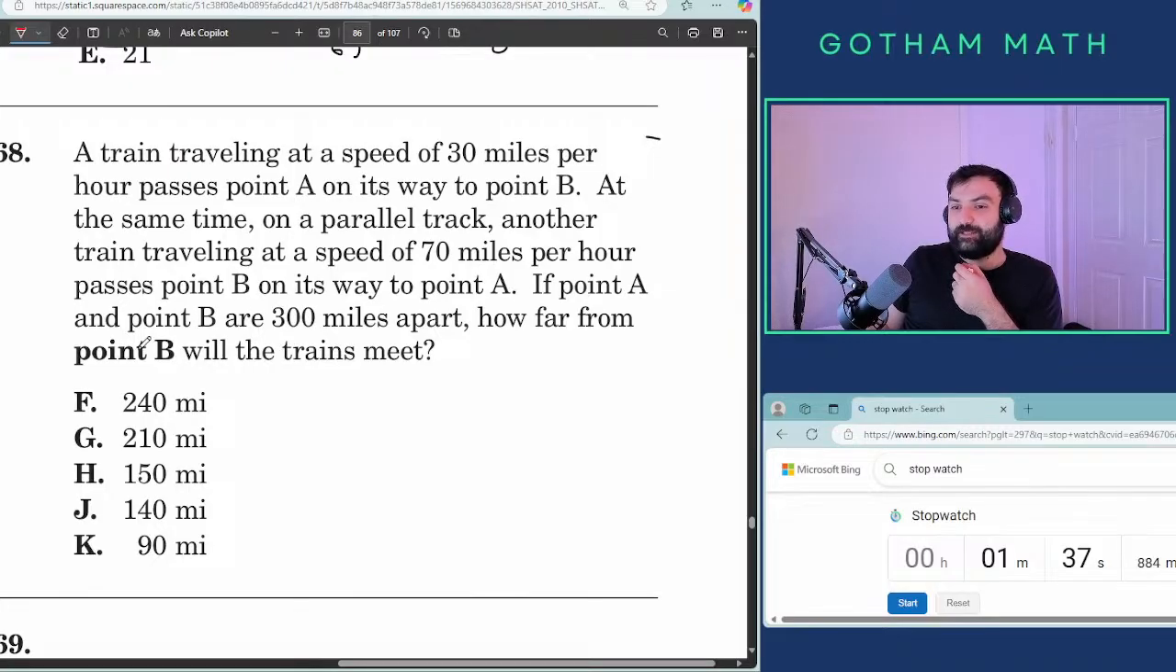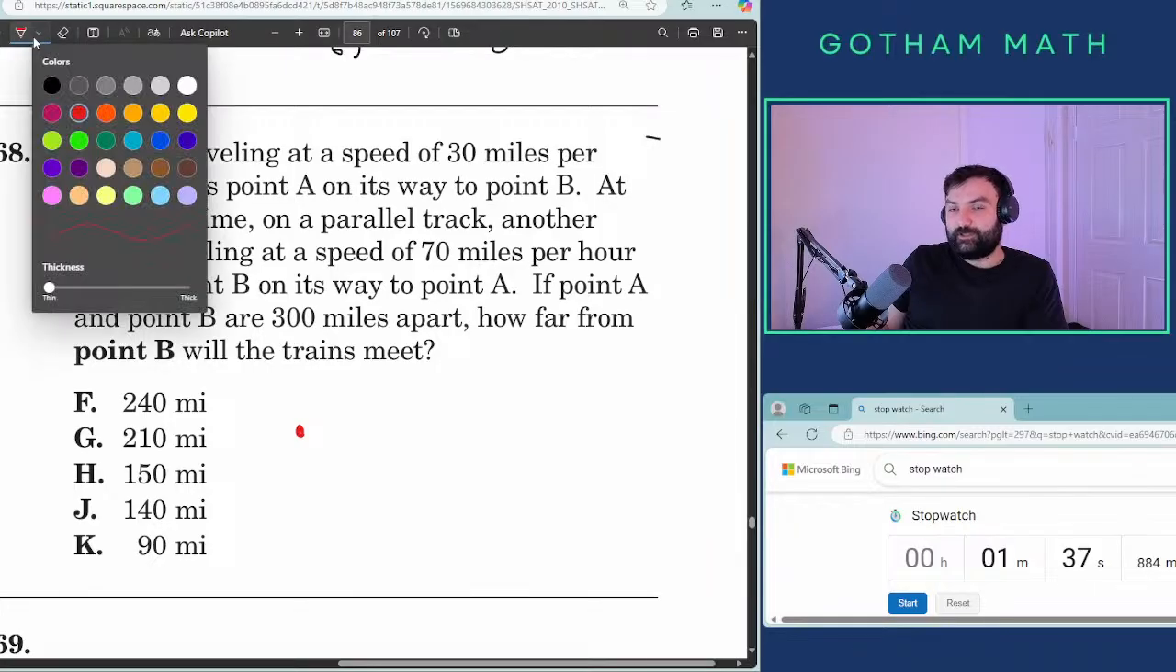If point A and point B are 300 miles apart, how far from point B will the trains meet? Okay, so one train.